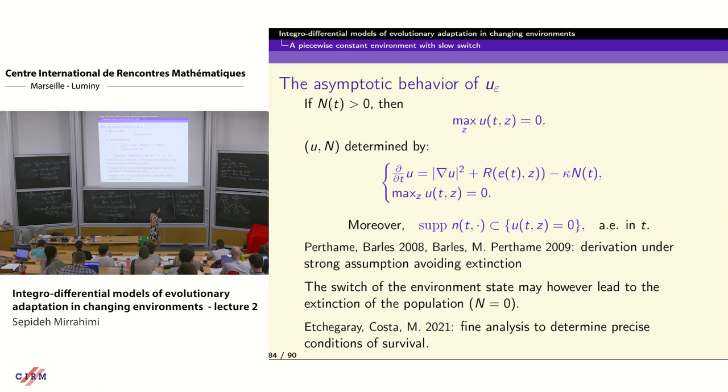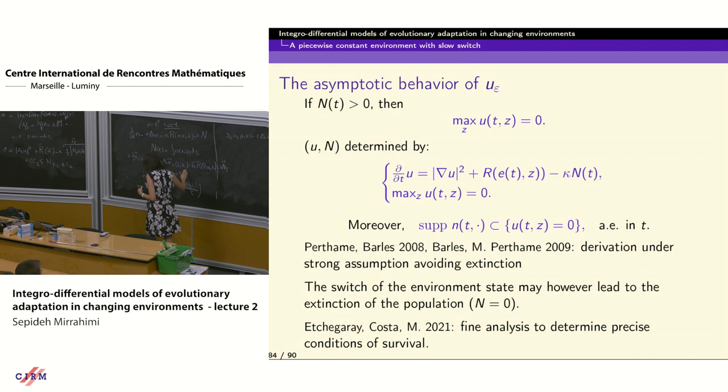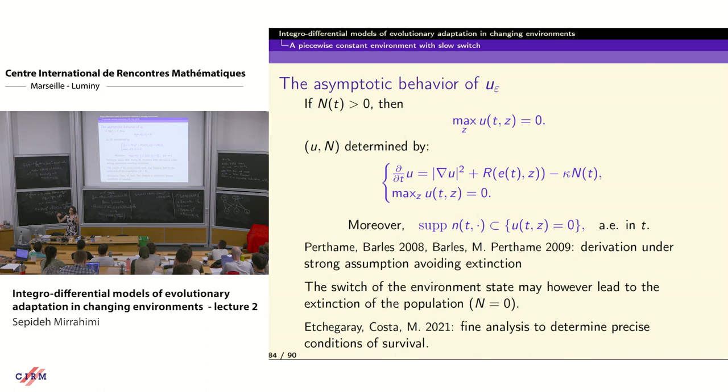This switch may lead to the extinction of the population, and to be able to include that, we have to understand what happens depending on the different states of the environment, whether we would have extinction or survival. It is important to identify the precise conditions under which we have extinction or survival. This is done in the postdoc of Cristel Echegaray, where we have to make a fine analysis of what happens at the very initial times. Here we are at the time t over epsilon, but between zero and a time of order one over epsilon, we should follow the different traits to see how they grow and to understand whether the population will go extinct or not. But it is possible to do that, and we have some precise conditions to identify extinction or survival.